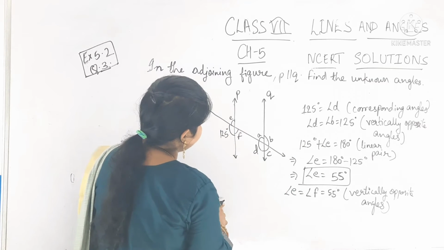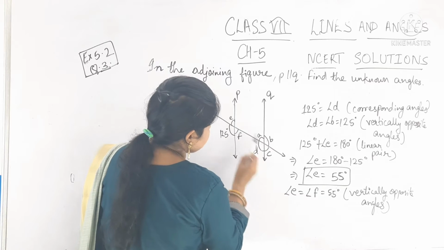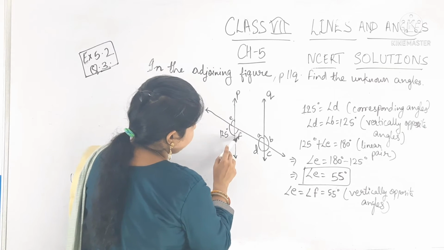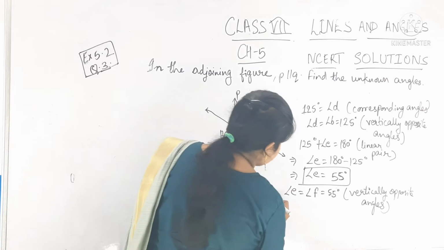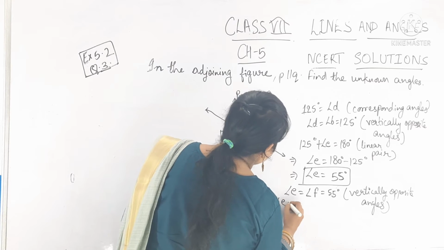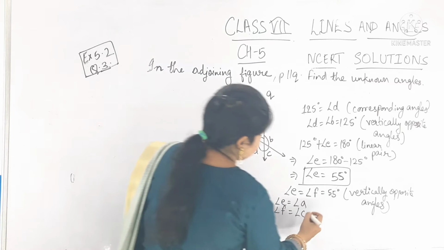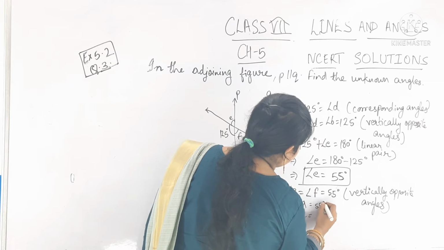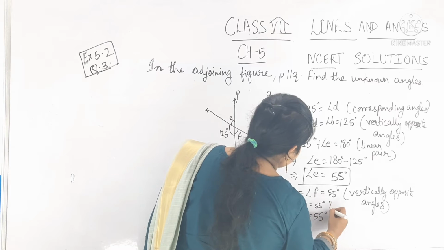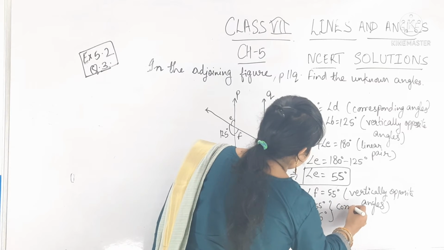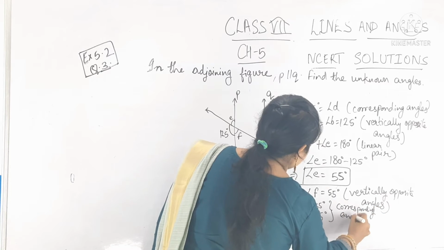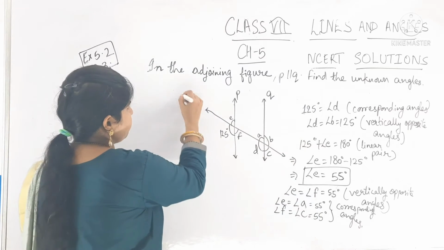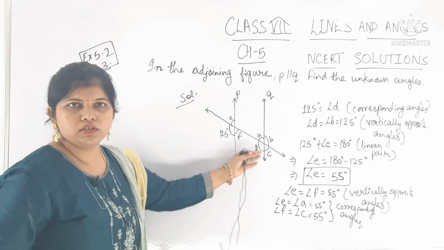Now what is left here? A and C are left. So you can write angle F equal to angle C or angle E equal to angle A by the corresponding angles. So here angle E is equal to angle A, angle F equal to angle C, equal to 55 degree because of corresponding angles. So this is the solution for question number 3.